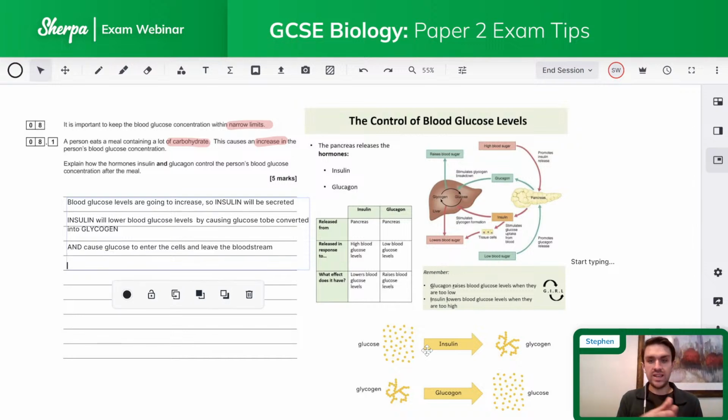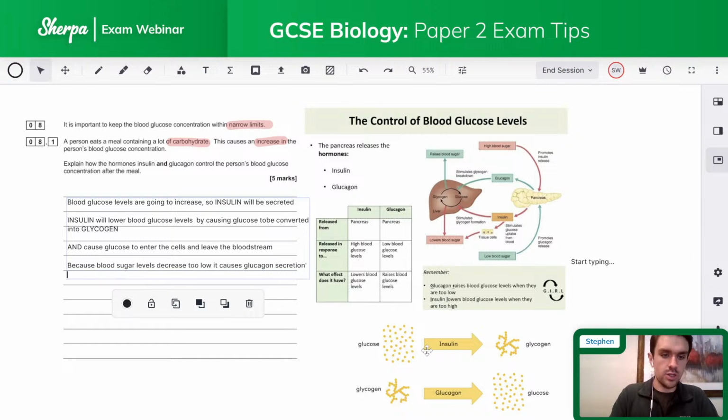What happens then? We need to talk about glucagon. So if we're lowering the blood glucose concentration, we get to a point where we probably go a little too low. So we then need to stimulate glucagon. Because blood sugar levels decrease too low, it causes glucagon secretion.